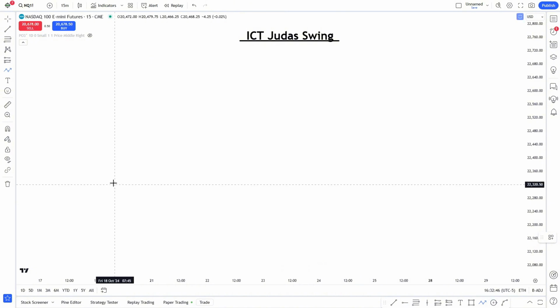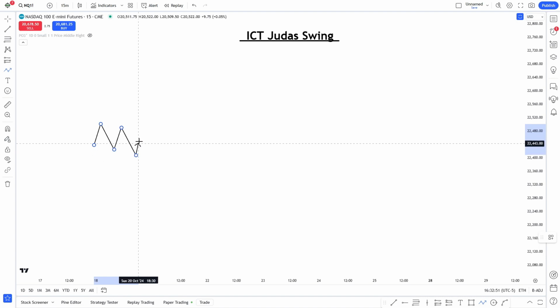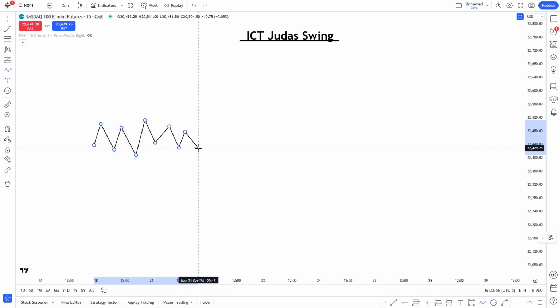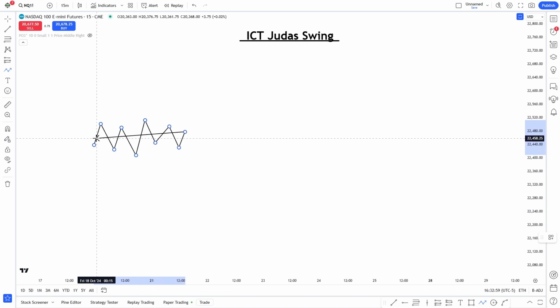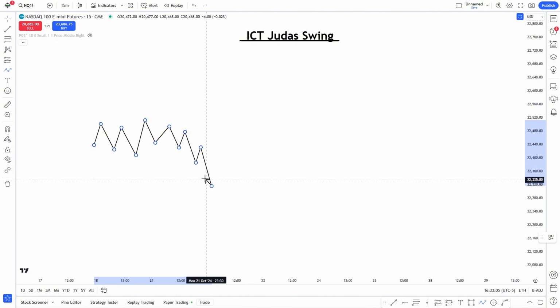So let me show you an example of what I mean. Let's say, for example, price is consolidating here in a tight range, right? In Forex we can call this the Asian range, or in any other market we can also call it a consolidating market. Okay, so here we have a consolidation, and then after the consolidation we see a nice sudden drop to the downside. Okay, now this does two things.